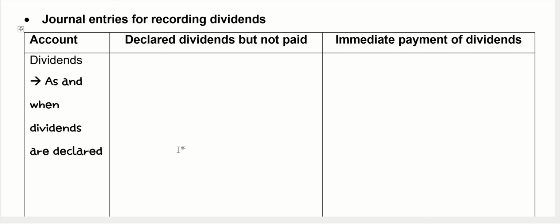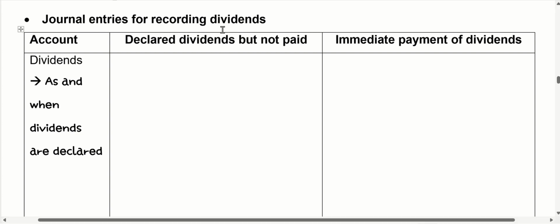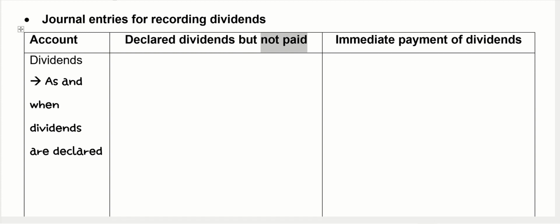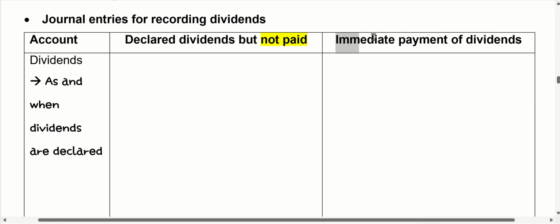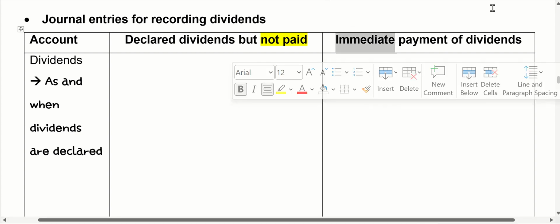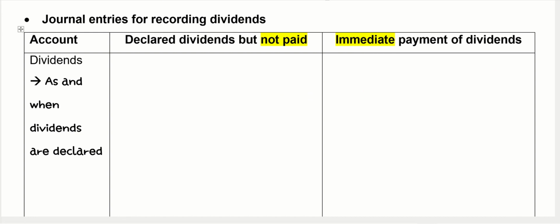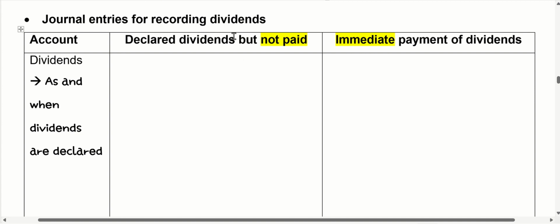All right? Now, when you declare dividends, there are two possibilities. There's a possibility that you declare the dividends, you tell the whole world, I'm going to pay you dividends, but you have not paid them yet. That's the first possibility. The second possibility is you tell the whole world, I'm going to pay you dividends, and then you immediately pay them your dividends. All right, so there are two possibilities. We will do the first instance first, where you declare dividends and you have not paid the dividends.